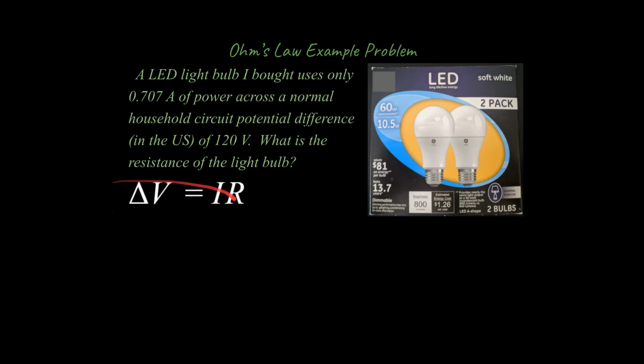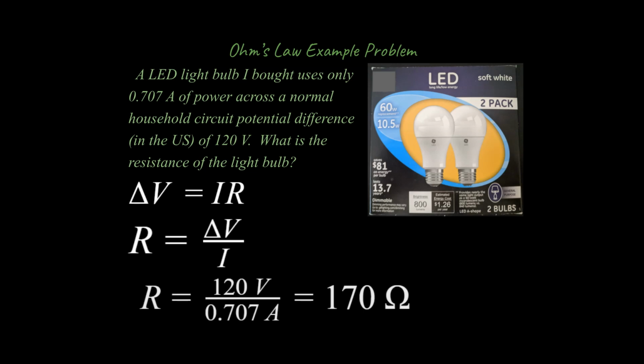So we have this equation, we want to isolate for R, right? So we're going to go ahead and isolate for R. Then we're ready to plug in our numbers. We go ahead and do so, and we end up with 170 ohms of resistance for that part of the circuit, for the light bulb.